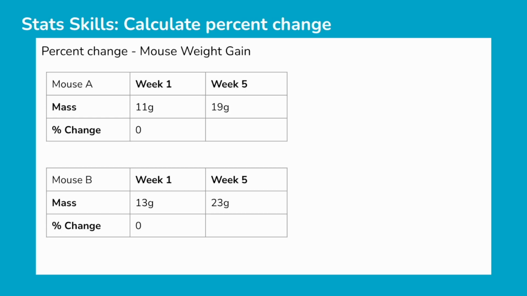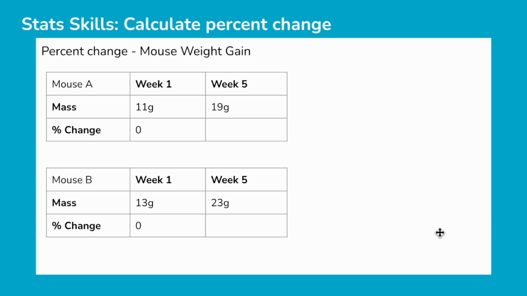Another skill that you might need to be able to do is calculate percent change. This is especially useful in an experiment where we're using different individuals or different organisms and trying to see how much they've changed in a particular experimental setup. For example, we have 2 mice in this experiment, and we want to see which one had the greatest percent change or the greatest percent weight gain in the experiment. It wouldn't be good just to look at their final weight because we know that they're starting at different weights. From week 1 to week 5, which mouse had the greatest percent weight gain?